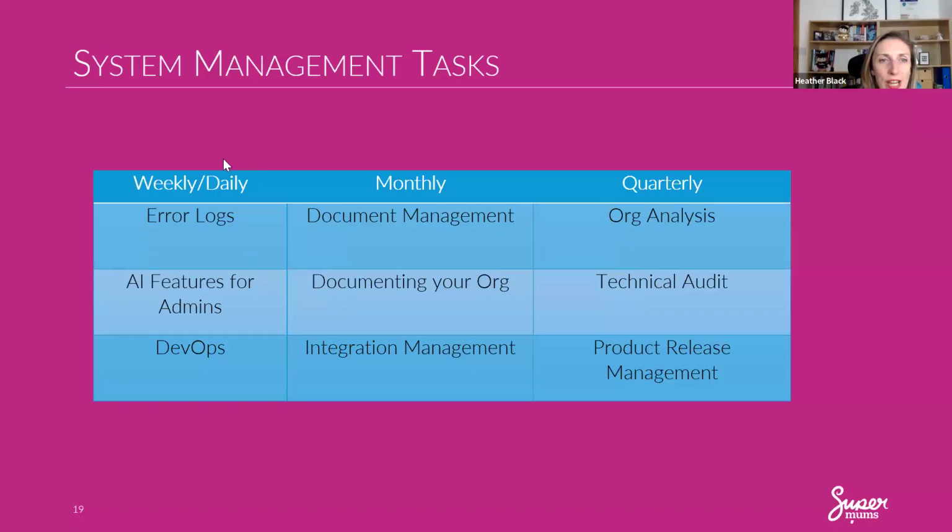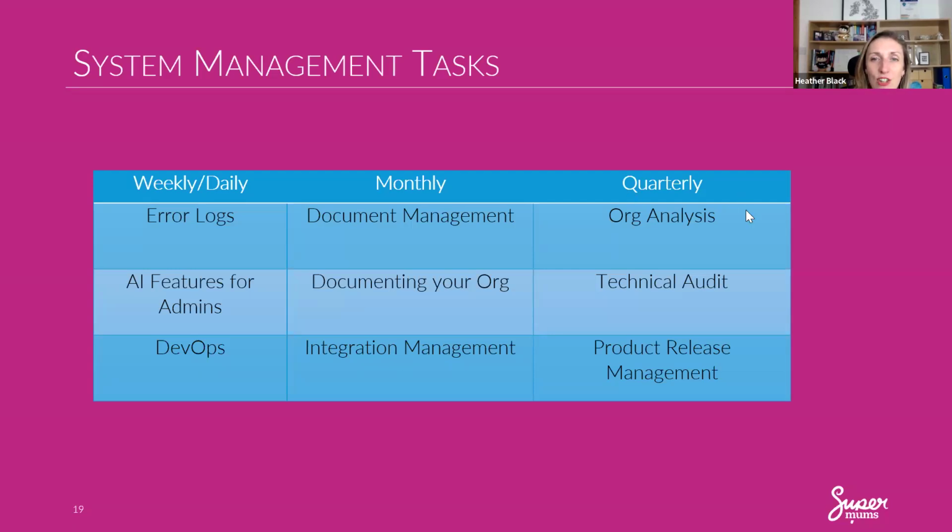So in summary, on a weekly and daily basis, you're going to be looking at your error logs, you're going to be using AI functionality and features, and you're going to be practicing DevOps. On a monthly basis, you're going to review your document storage, you're going to be updating and documenting your org in whichever way you want to do that, and you're going to be overseeing and checking your integrations.